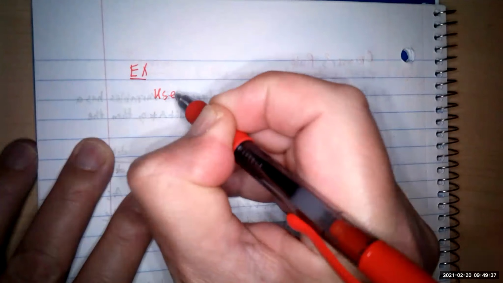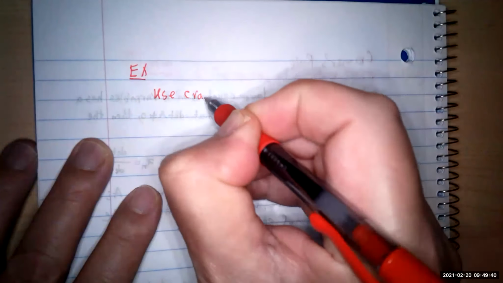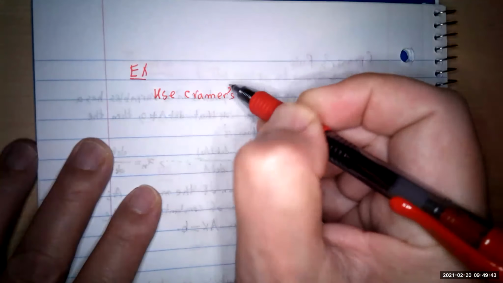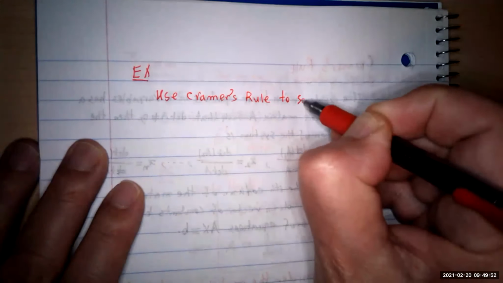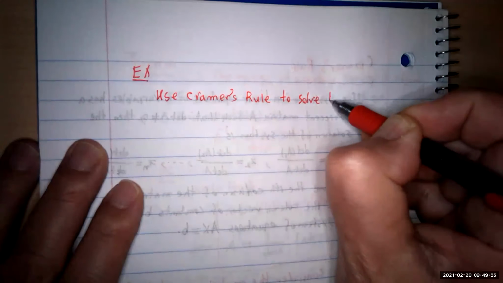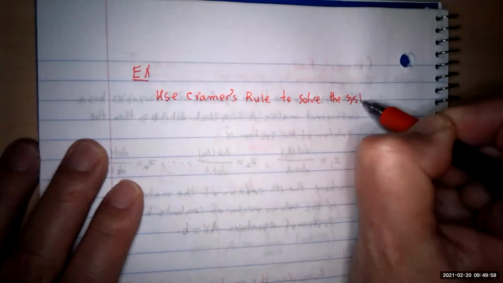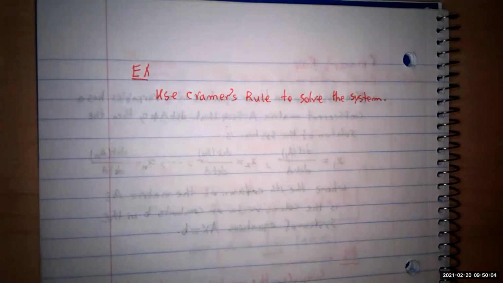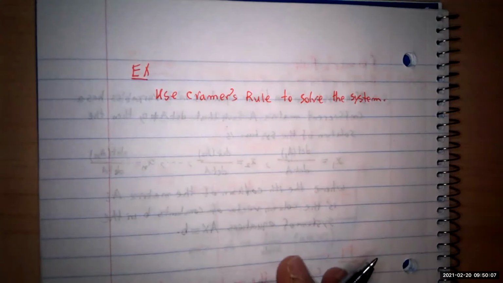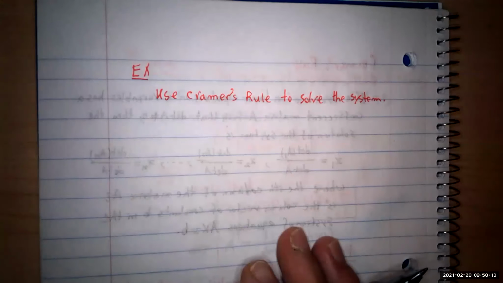The example is, they give you the instruction: use Cramer's rule to solve the system. An easy system will be given to you, and then you are going to use this formula to find the solution. You are going to find the determinants of 4 matrices for us, and then that's done.